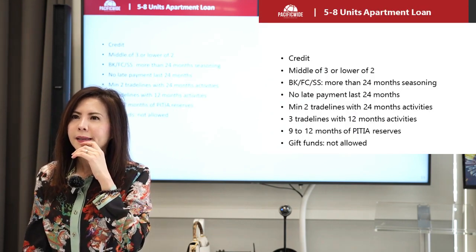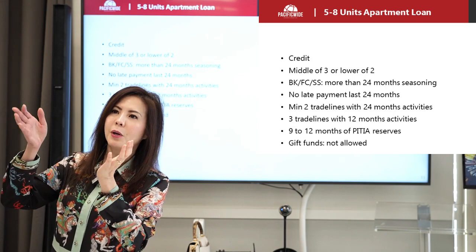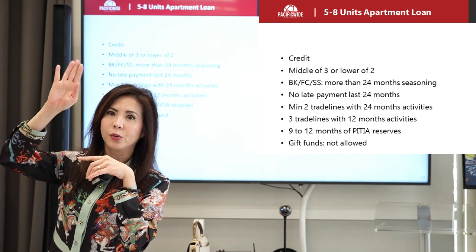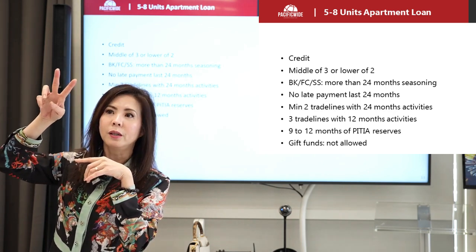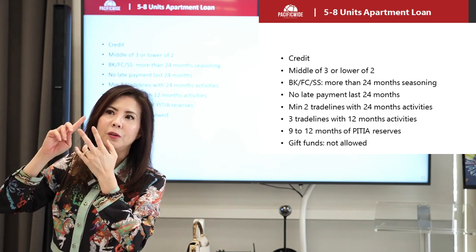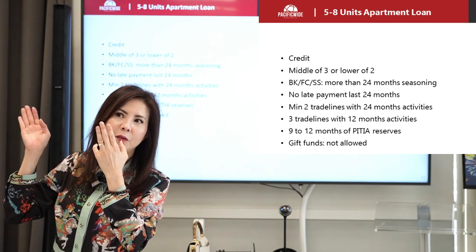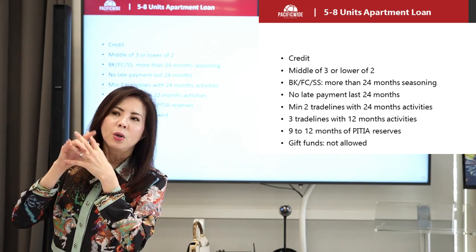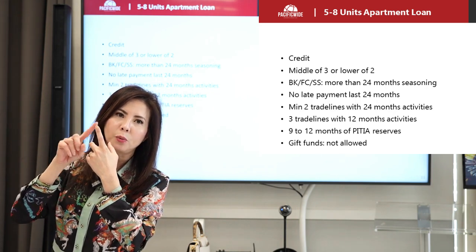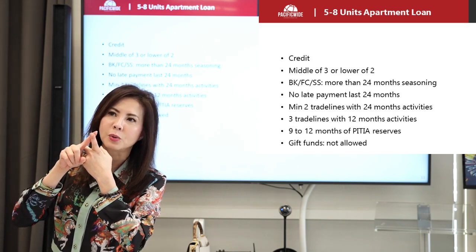Let's look at this one, credit: middle of 3 or lower of 2. When we run credit, some people have 3 credit scores, then we get the middle one, right? You all know it. If somebody has only 2 credit scores, then we get the lower of the 2. For people who have bankruptcy, foreclosure, or short sale, it has to be over 24 months. And no mortgage late payment in the last 24 months. So when you talk to your client, it's important that they make the mortgage payment on time.